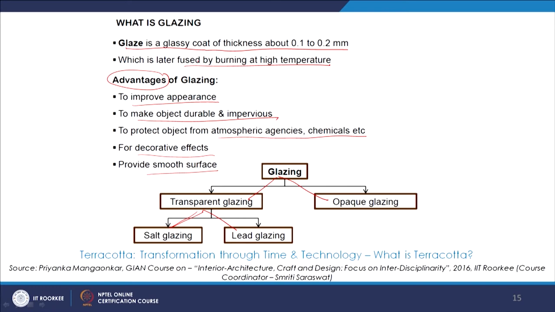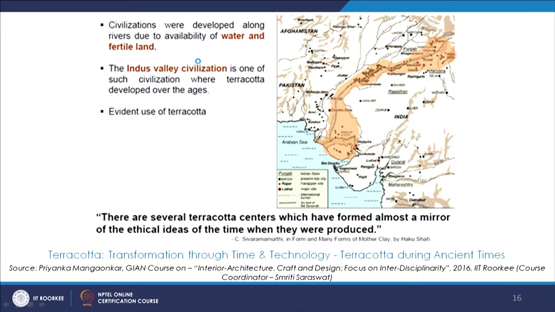Now again, this is also understanding the material, its properties, and trying to see what maximizes its use and which is the best way to do it. So this is in line with understanding the material. And here again we see the different centers where terracotta was used, and it was being predominantly taken up as a material for different kinds of purposes to fulfill needs. The Indus Valley civilization is one of the civilizations where terracotta developed over the ages, and we see a very significant use of terracotta there.